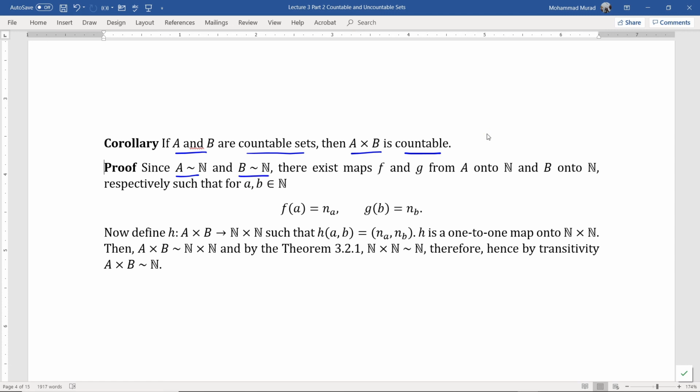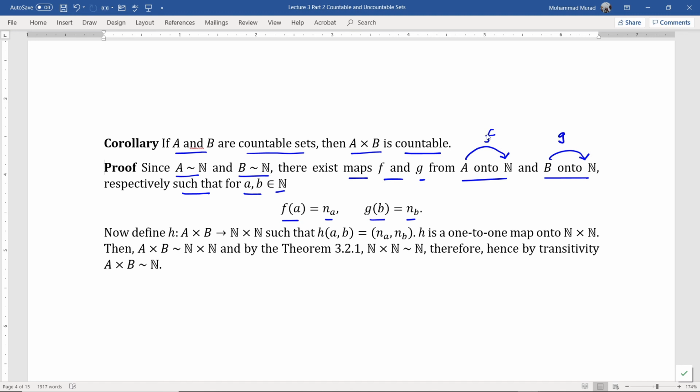Then there exist maps f and g from A onto N and B onto N respectively, such that for a in A and b in B, f(a) equals some positive integer and g(b) is also some positive integer. Call them n sub a and n sub b, since f and g are maps from A onto N and B onto N.